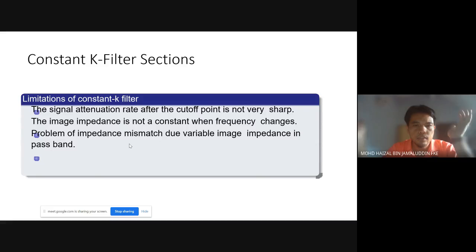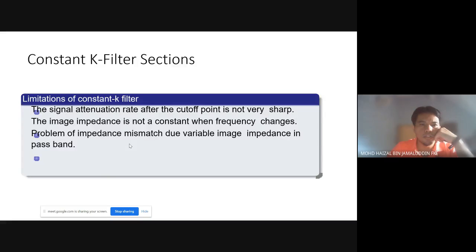The second problem is the impedance. It is actually because the impedance is changing based on the frequency change. So it will create a mismatch due to this problem.